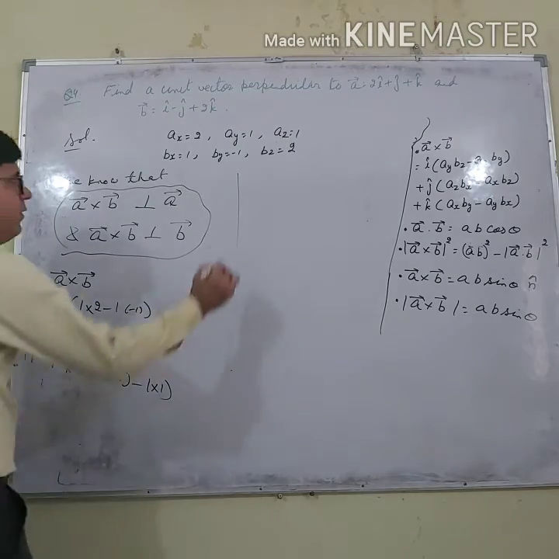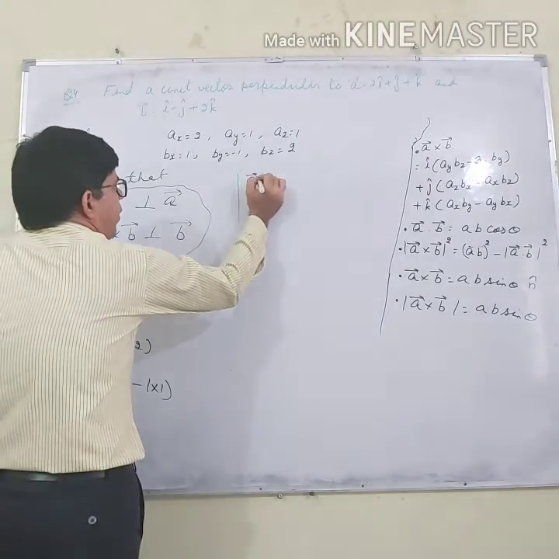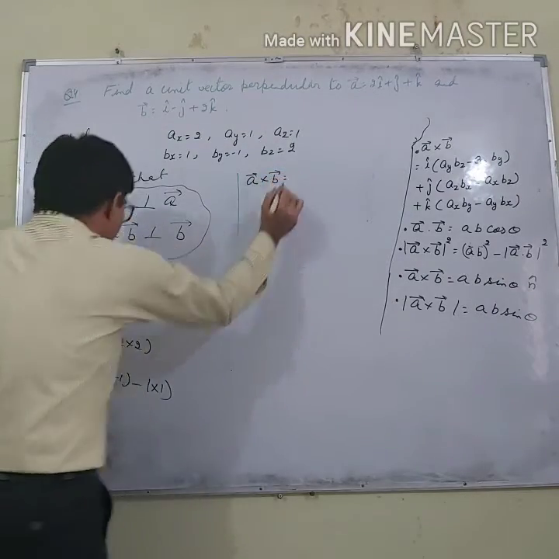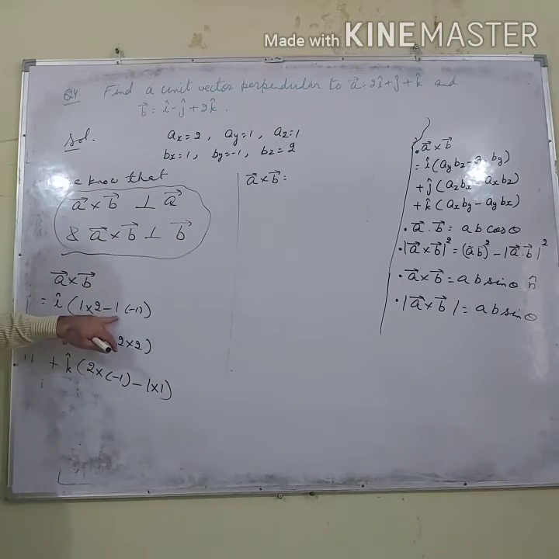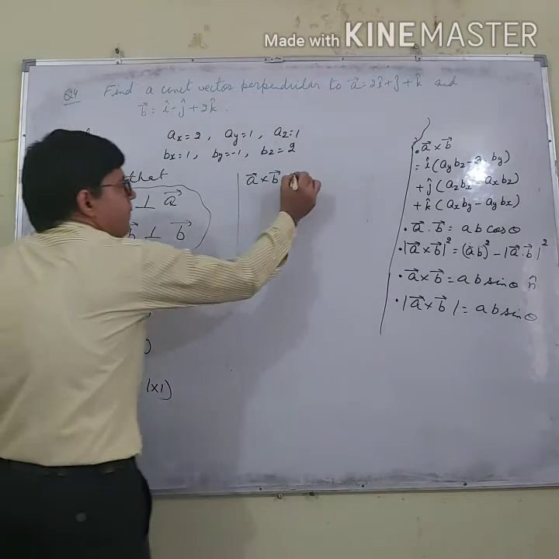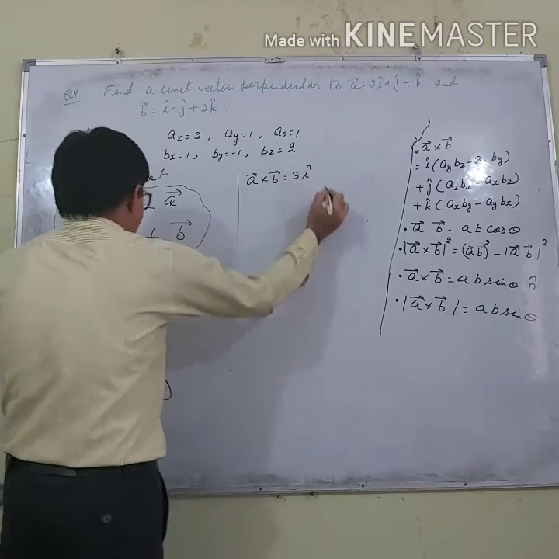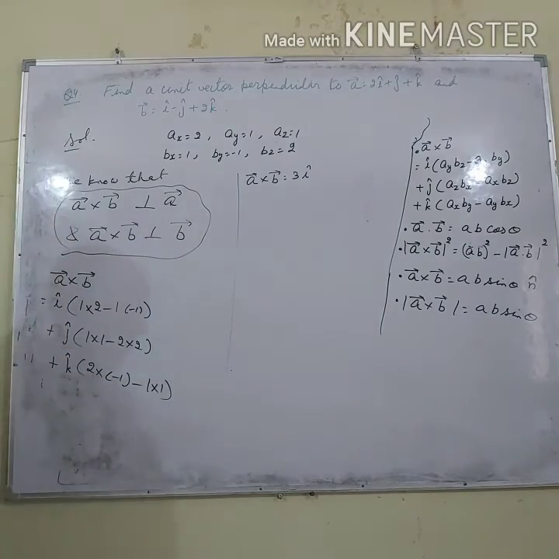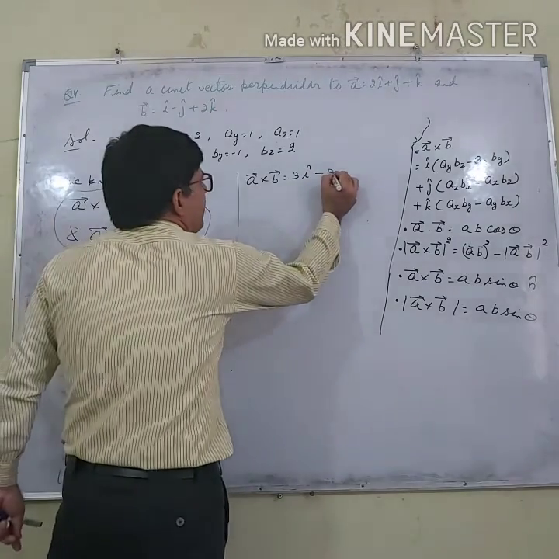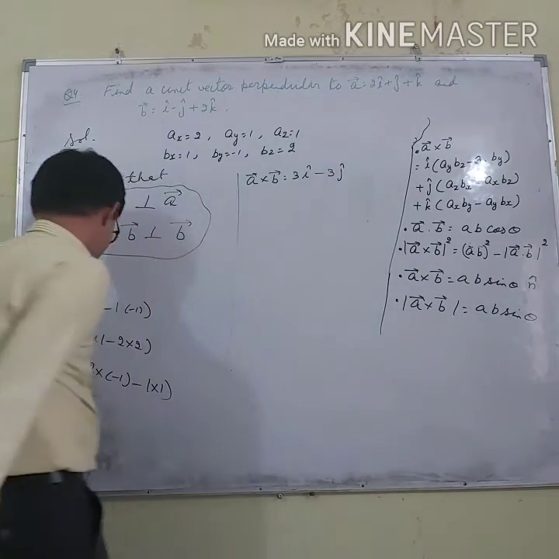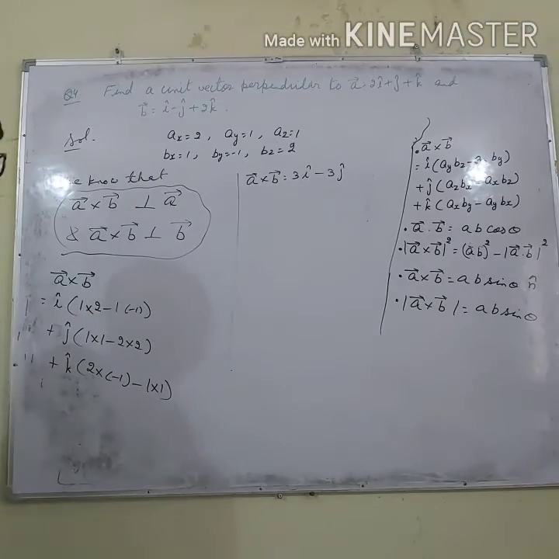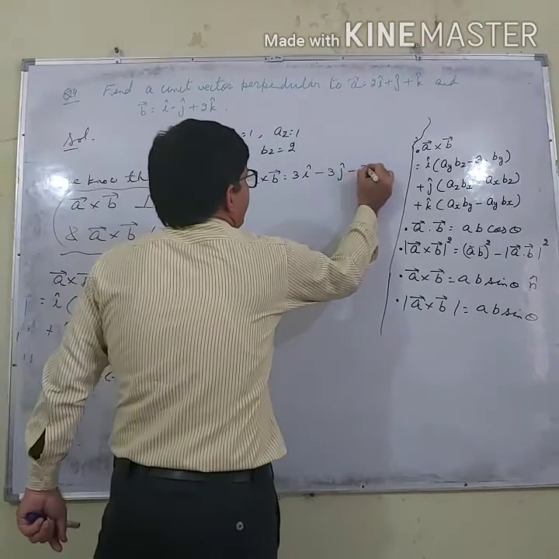What is the final answer? A cross B equals 2 plus 1, 3, 3 I cap minus 3 J cap minus 3 K cap.